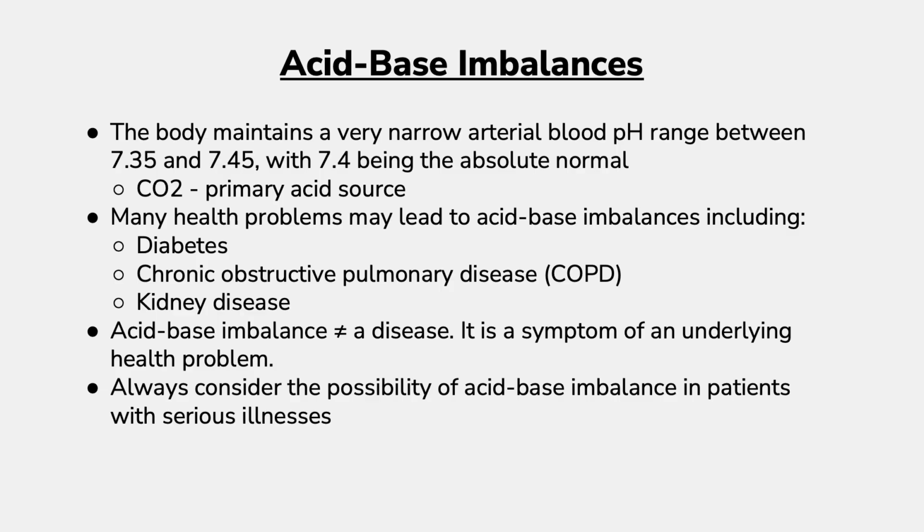The body maintains a very narrow arterial blood pH that lies between 7.35 and 7.45, with 7.4 being approximately the normal, right? And this is extremely important to maintain homeostasis in the body. So carbon dioxide is the primary acid source in the body. A lot of health problems such as diabetes, COPD, and kidney disease can lead to acid-base imbalances.